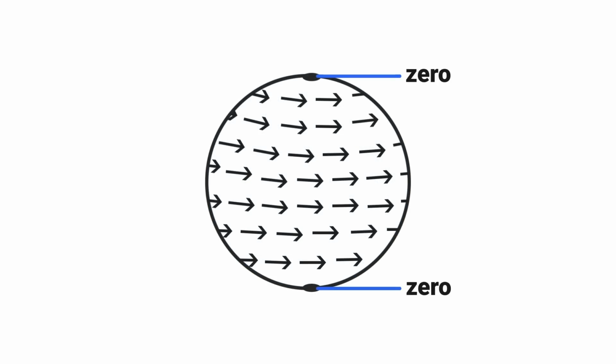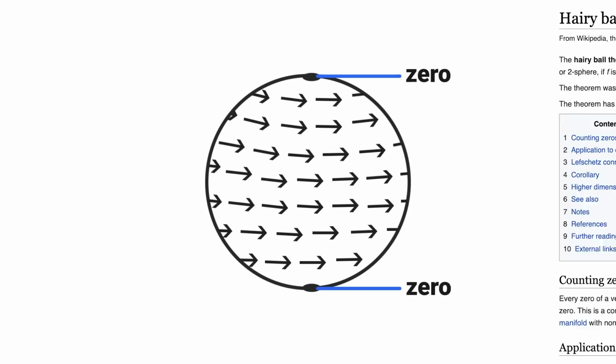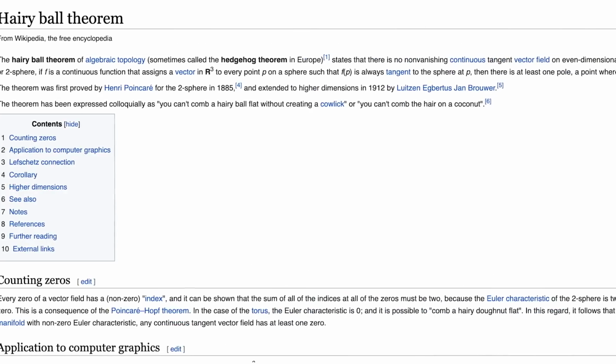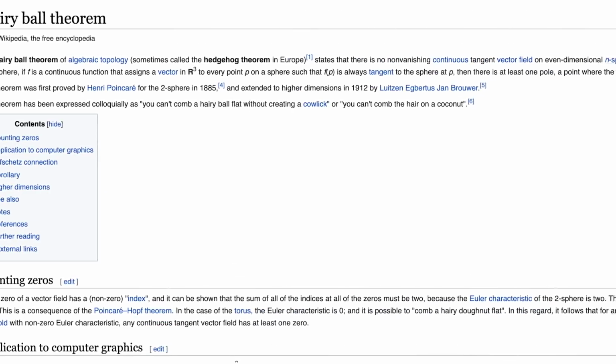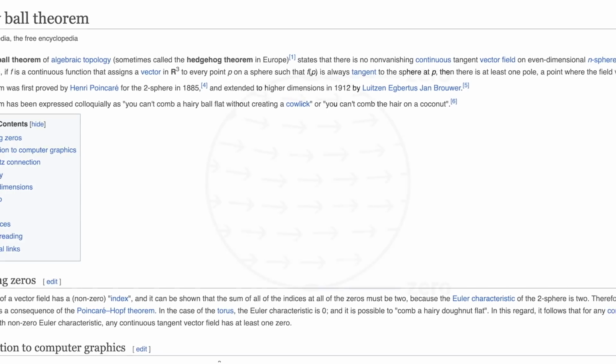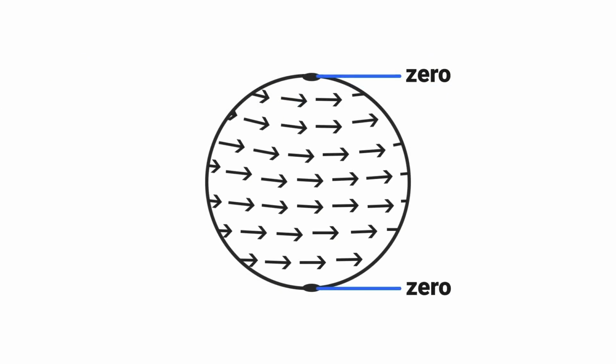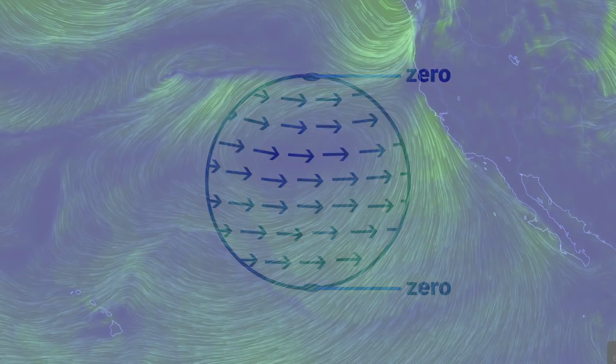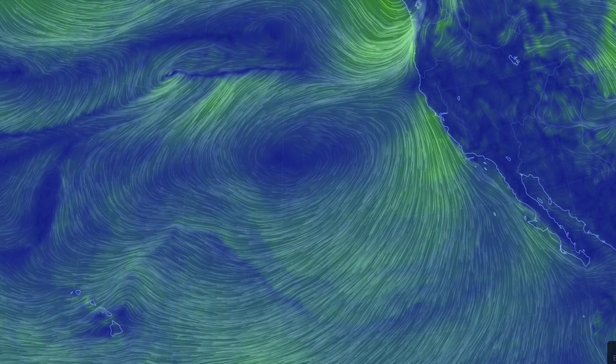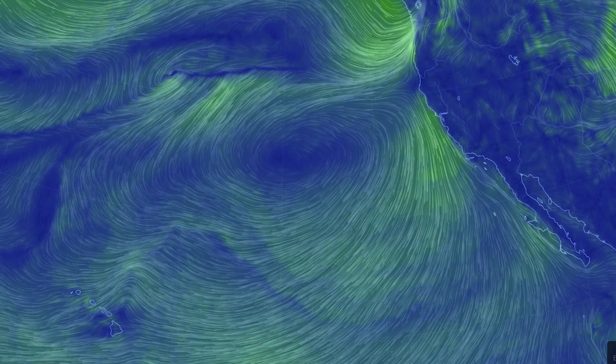This is always true. By something called the Hairy-Ball theorem, yes, that's a thing, on a sphere, a continuous tangent vector field must have at least 2 zero vectors, meaning on Earth at any moment there are at least 2 points where the wind is not blowing.